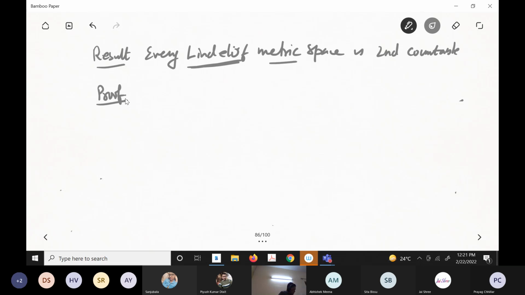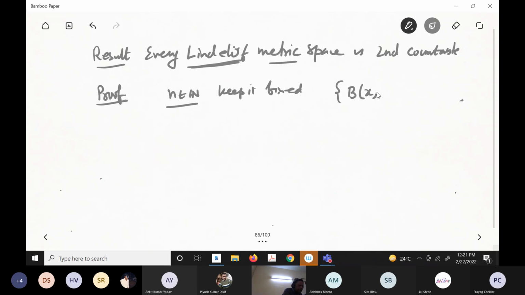Well, first you look at Lindelof. Pick up n and keep it fixed. Now look at these balls, B(x, 1/n), x belongs to X. So this is an open cover of X. You are keeping n fixed. Since it is Lindelof, it will have a countable subcover.